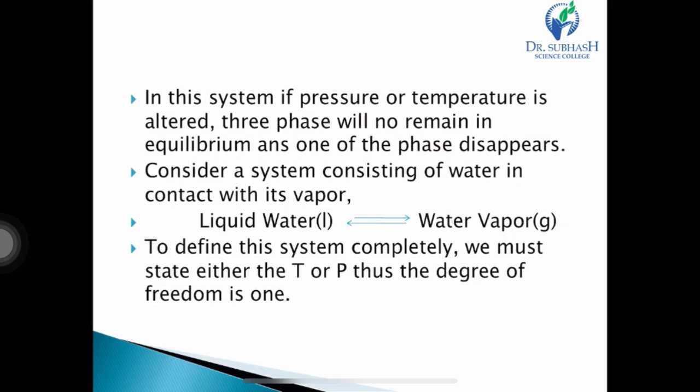Moreover, consider a system consisting of water in contact with vapor. So liquid water in contact with water vapor in a gaseous form. To define this system completely, we must state either the temperature or pressure. So the degree of freedom is 1.